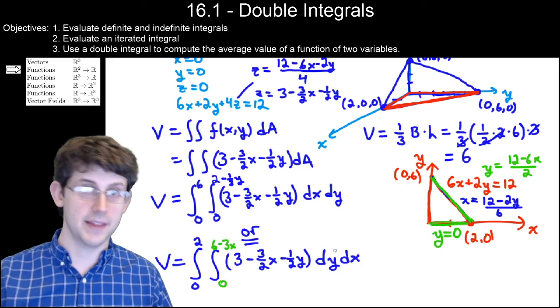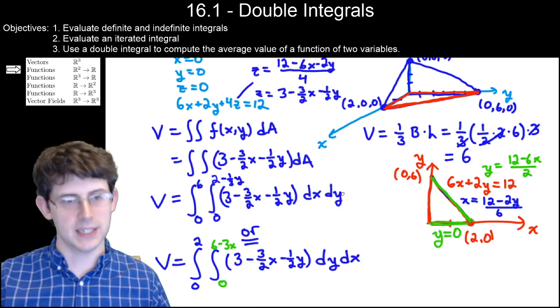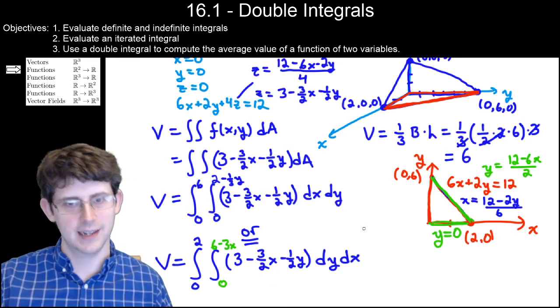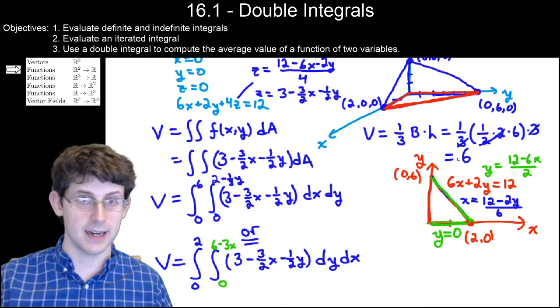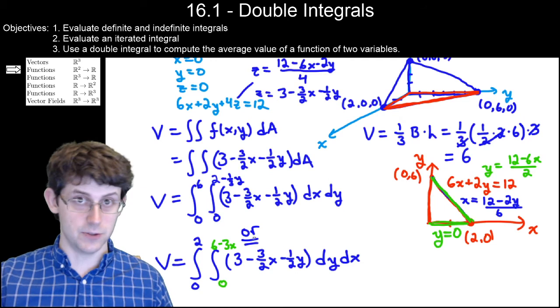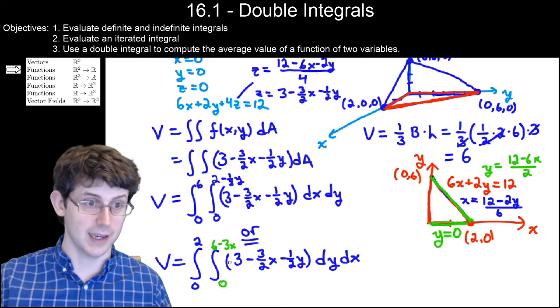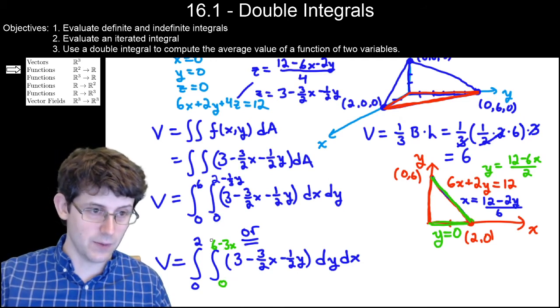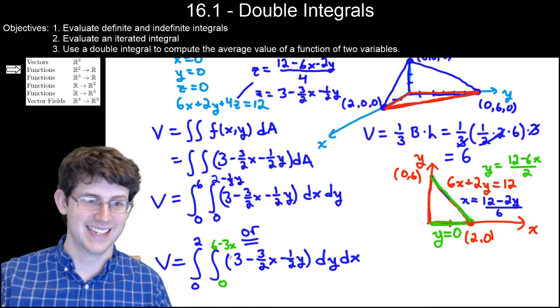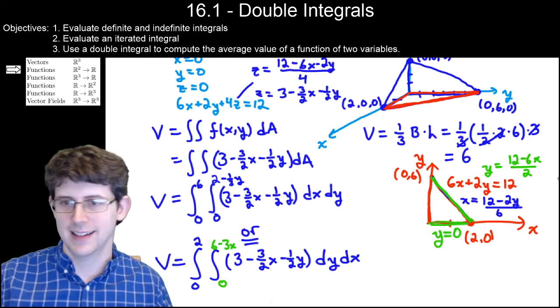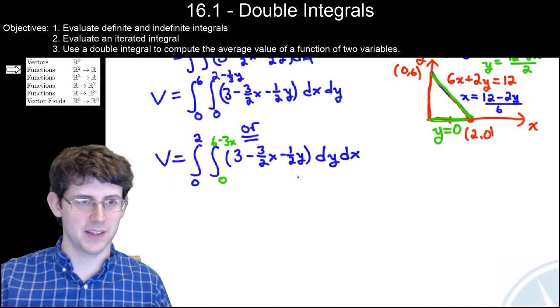So of the three methods, using a geometry formula, using dx dy, or using dy dx, clearly the geometry formula will win every time. But among these two, if you had to pick one, which one would you pick? I recommend picking the one that has no fractions. So you just do this one. Let's do one of them and make sure that they come out to 6.